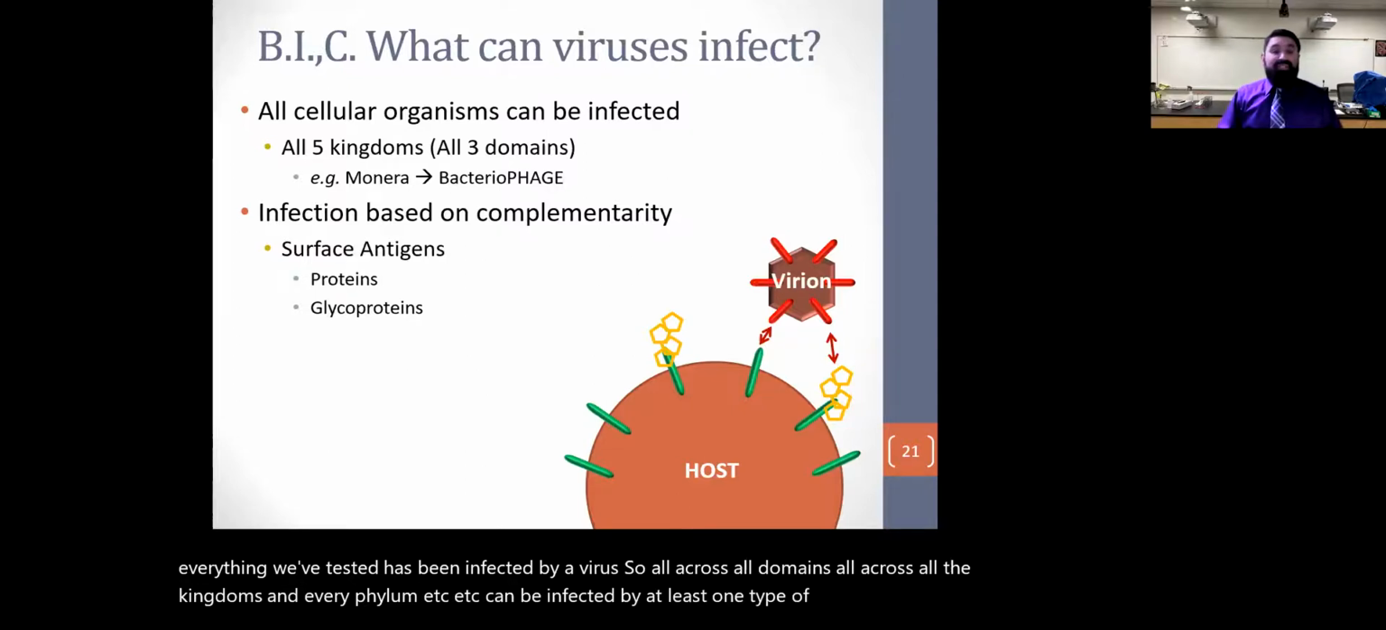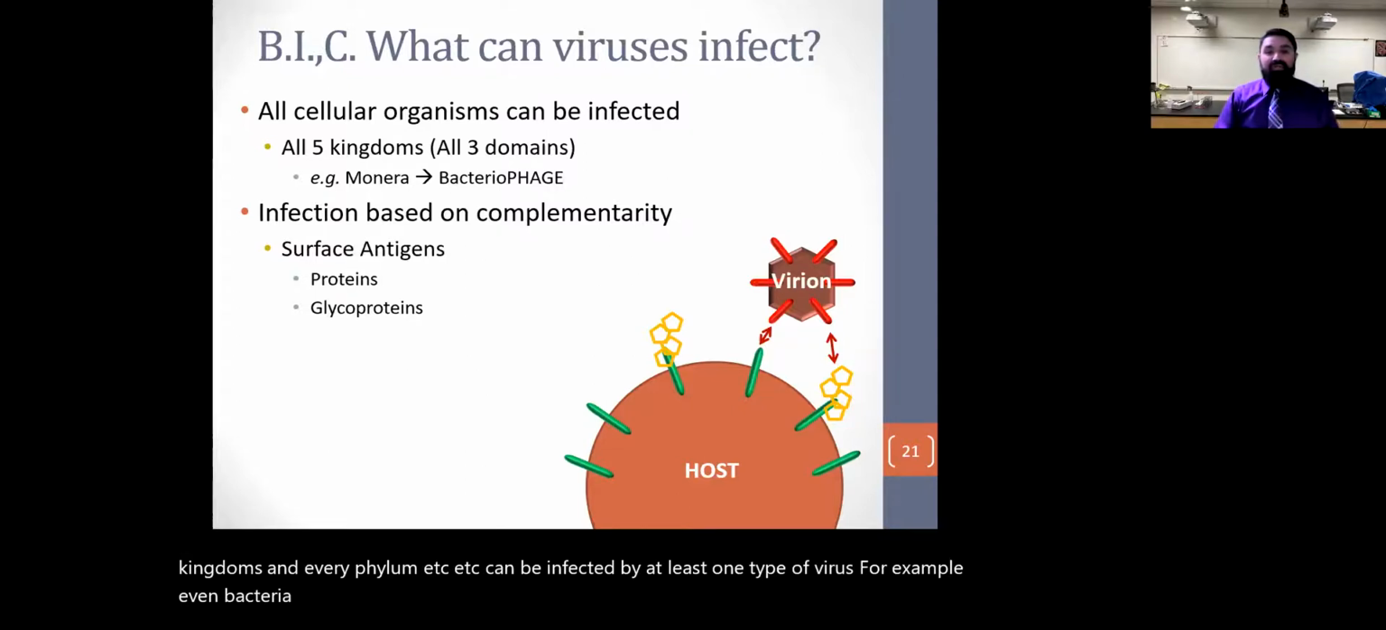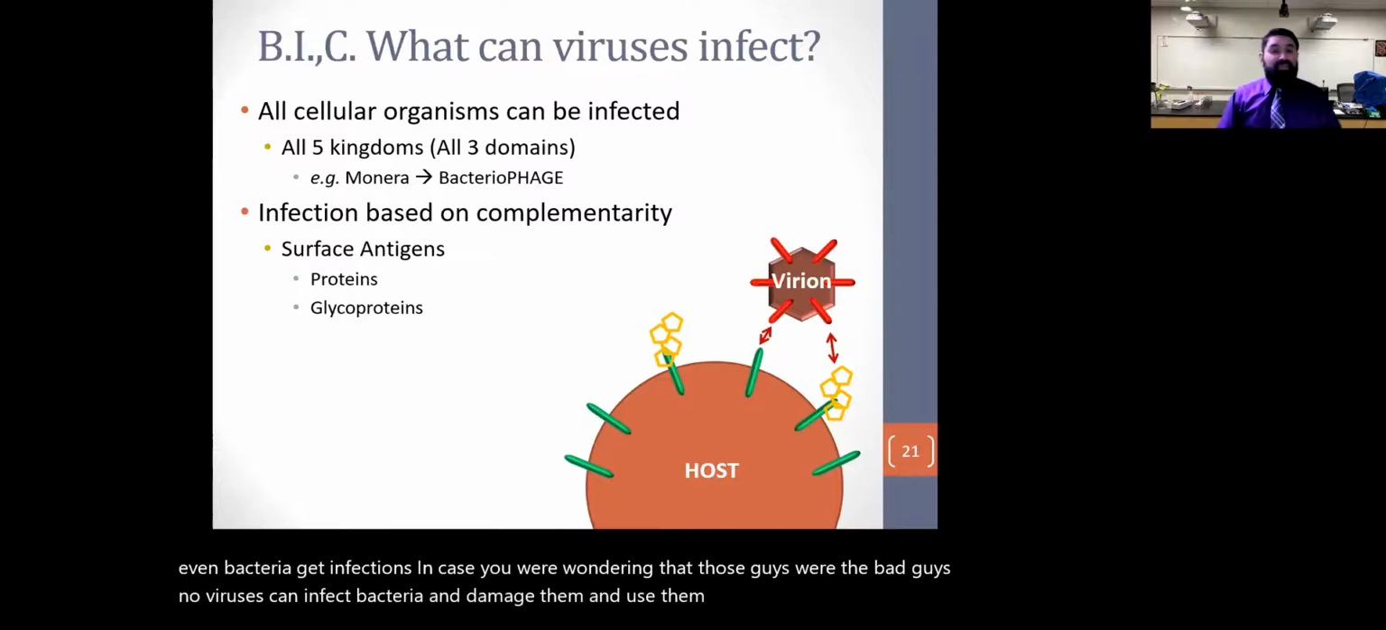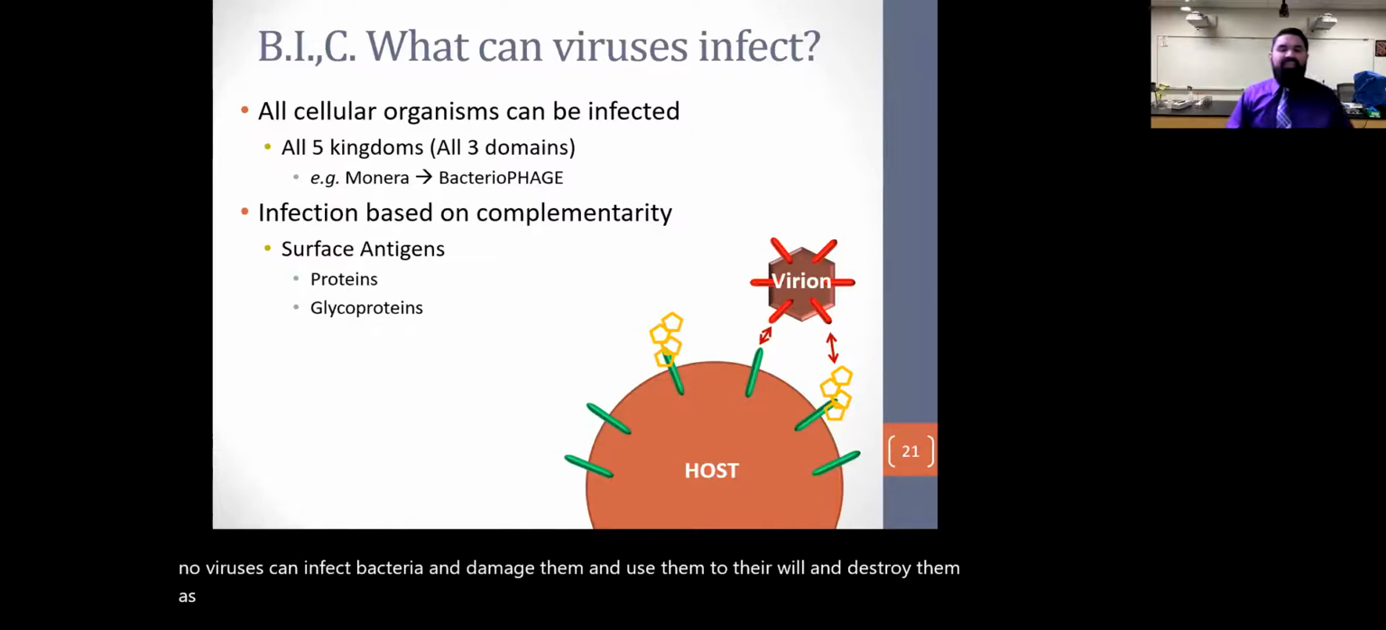For example, even bacteria get infections. In case you were wondering whether those guys were the bad guys, no, viruses can infect bacteria and damage them, use them to their will, and destroy them as well, right? So how do they do so?